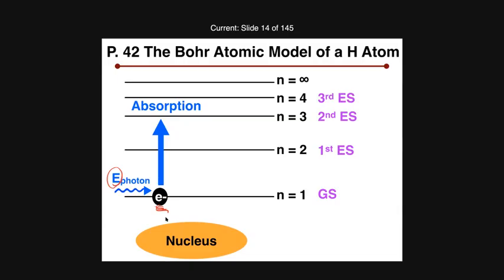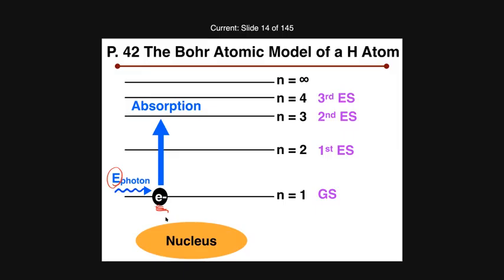It's going to go to a specific energy level. It will not stop in between. It cannot stop between n equal to 2 and n equal to 3, or between n equal to 1 and n equal to 2. It has to go all the way to a certain energy level, either n equal to 2, 3, or 4. So it has to absorb energy and be at a specific energy level.